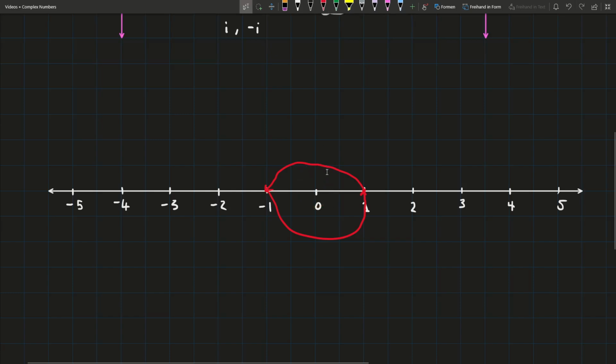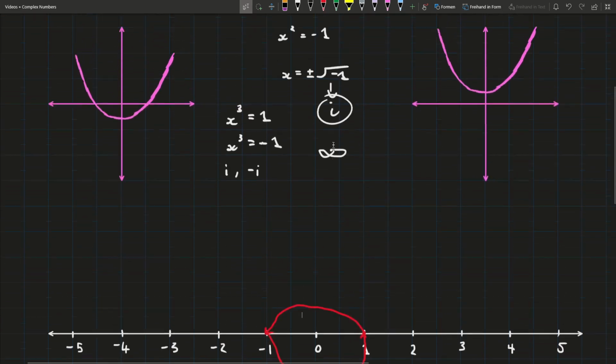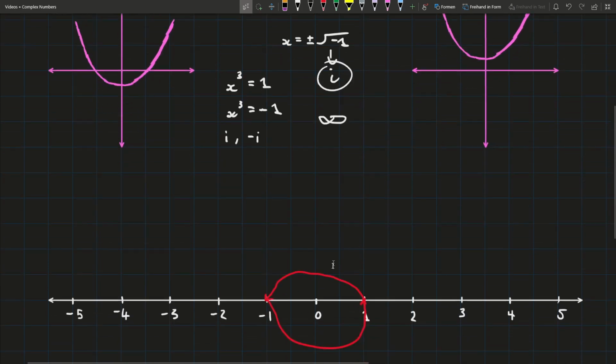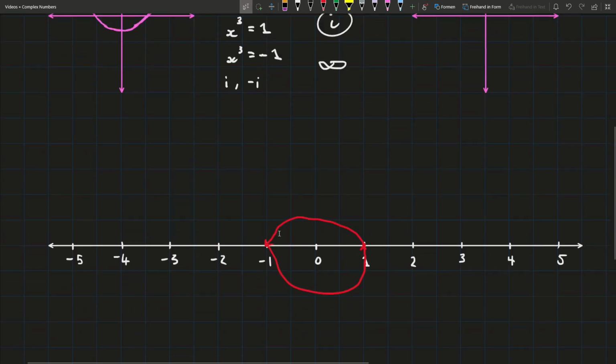You might be like, okay, but what does that have to do with i? Well, remember that i is the square root of minus 1. It's kind of like in between. When we multiply by minus 1, we get a 180 degree rotation. Now, when we multiply by i, we don't know what happens.